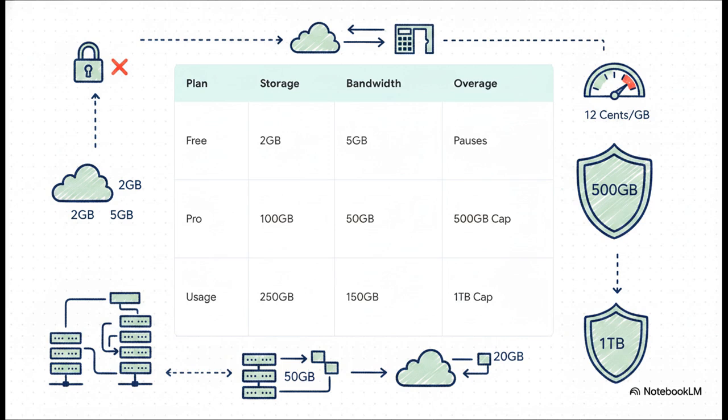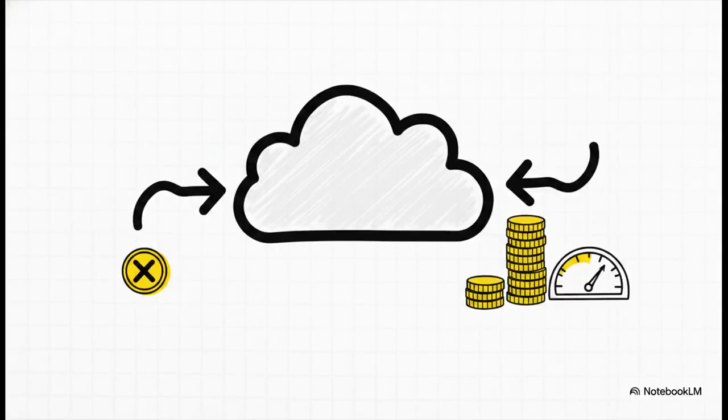If you blow past your monthly bandwidth on the Pro plan, you just pay a flexible overage rate of 12 cents per extra gigabyte. But, and this is a huge stress reliever, they implement hard safety caps. The Pro plan caps overages at 500 gigabytes, meaning you are never going to wake up to one of those apocalyptic surprise cloud bills.